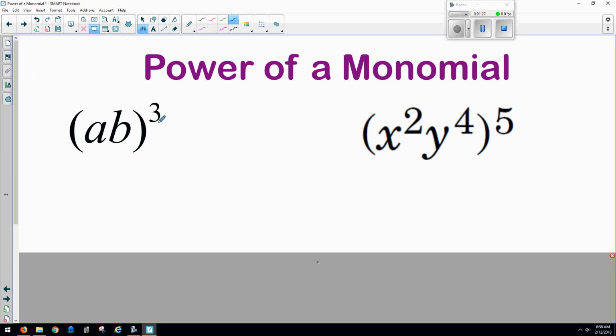So if we're going to look at this right here, I'm going to show you the other way again. So this would be a times b times a times b times a times b, because this is to the third power. Remember, if you don't see an exponent, then it's 1. So I'm going to put little exponents of 1 in here all along. And I'm multiplying all of these together. So I'm going to add the exponents. So this becomes a to the third power times b to the third power.